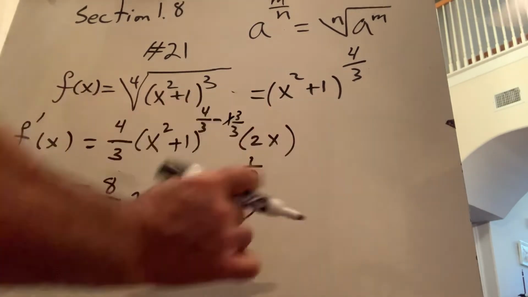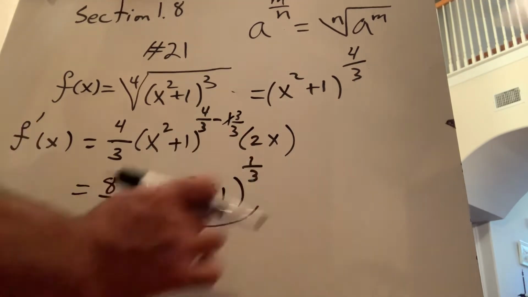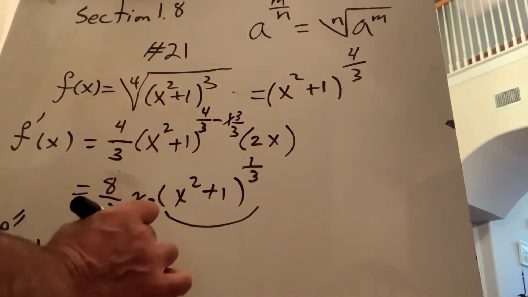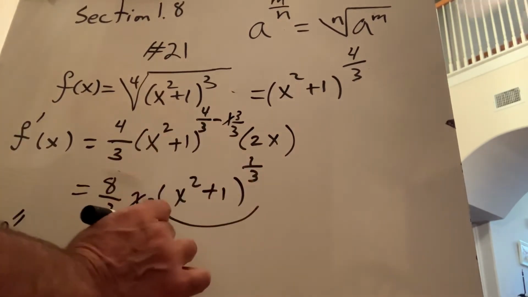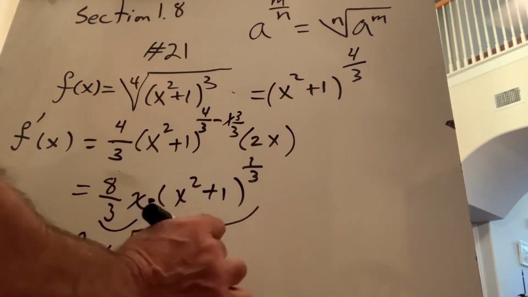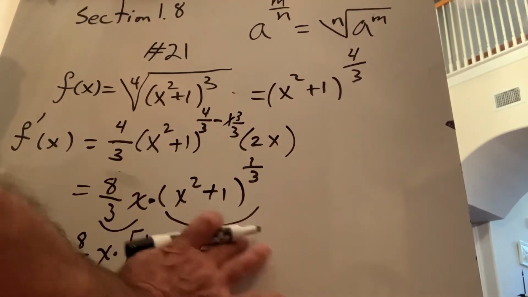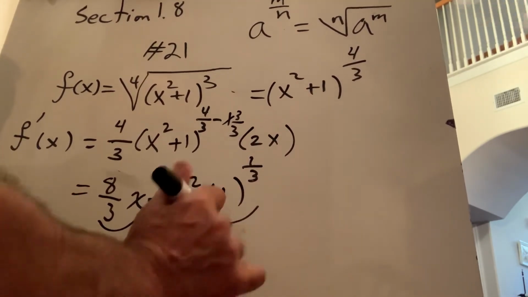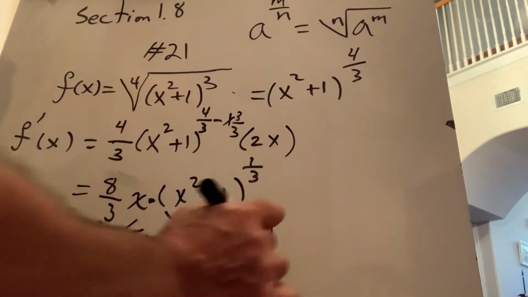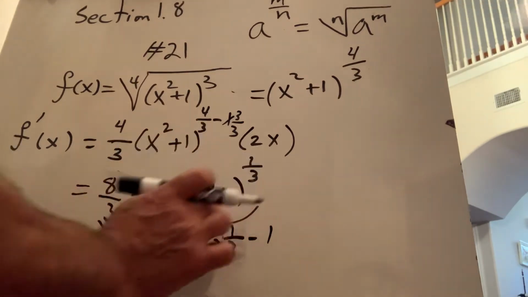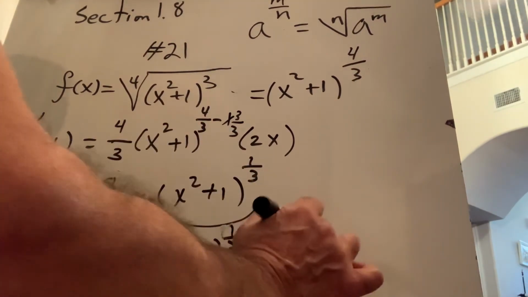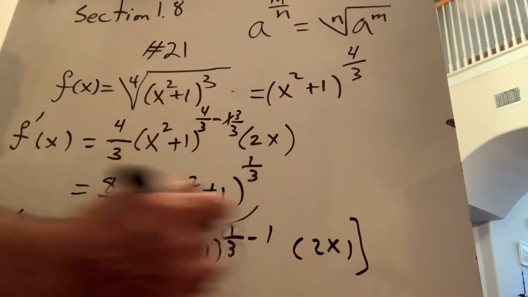Now your second function itself is a function to a power. So we have to use the extended power rule, which says the power 1/3 times the function raised to the power minus 1 again, which is 1/3 minus 1, and then again, don't forget times the derivative of the function, which in this case will be 2x once again. Okay?